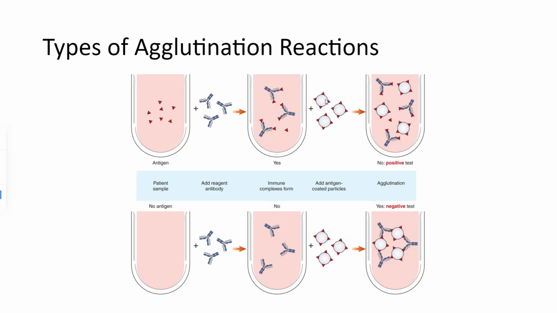Then you're going to add antigen-coated particles. So these guys are already pretty much blocked. So when you add those particles, you're not going to see any clumping, and that means that this person actually did have the antigen. With these guys down here, these antibodies were free because there was no antigen in the patient sample. The patient didn't have the antigen. These antibodies didn't have anything to bind to. So when you add antigen-coated particles, now they can form their lattice, and this is a negative test. This means that you're going to see agglutination, but that's because the person didn't have the antigen, which would have been blocking in this scenario.